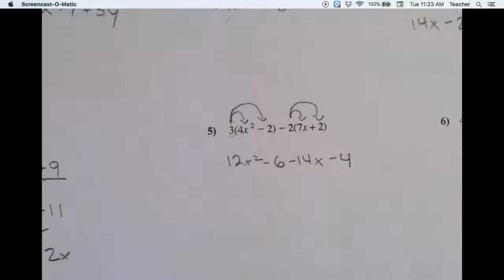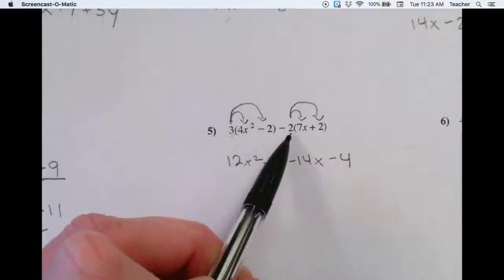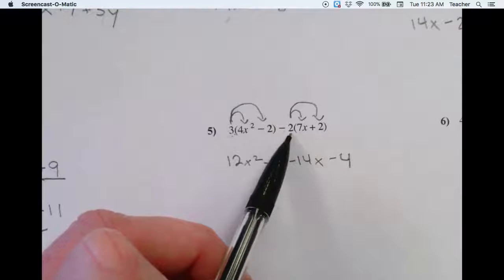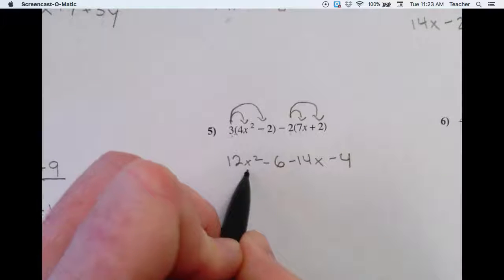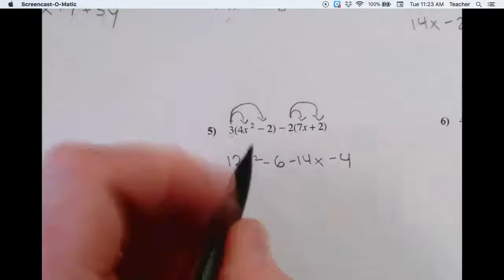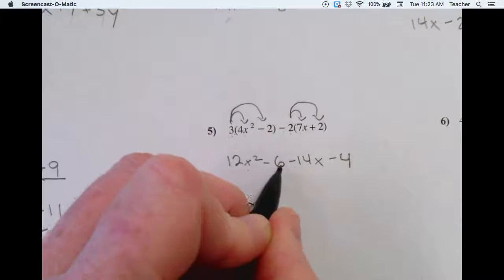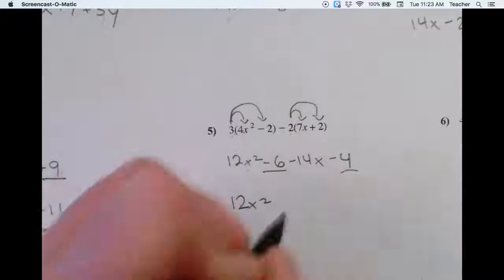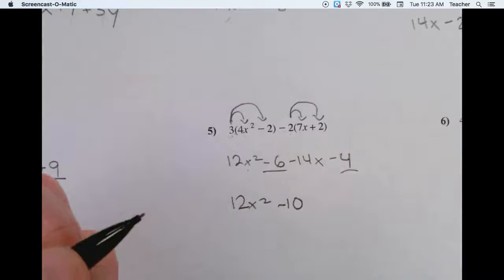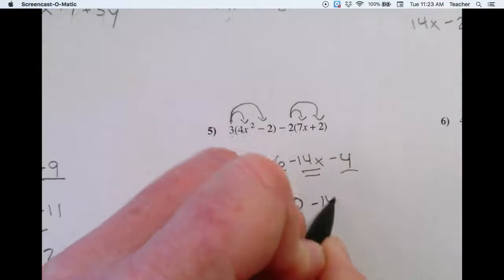Okay, just pause there for a second and make sure you understand that. That negative is attached to the 2. So it's negative 2 times 7, negative 2 times 2. Now we combine like terms. So I have an x squared. There aren't any other x squareds, so that stays the same. I've got a negative 6 and a negative 4. Negative 6 and negative 4 is negative 10. And then I've got this negative 14x.